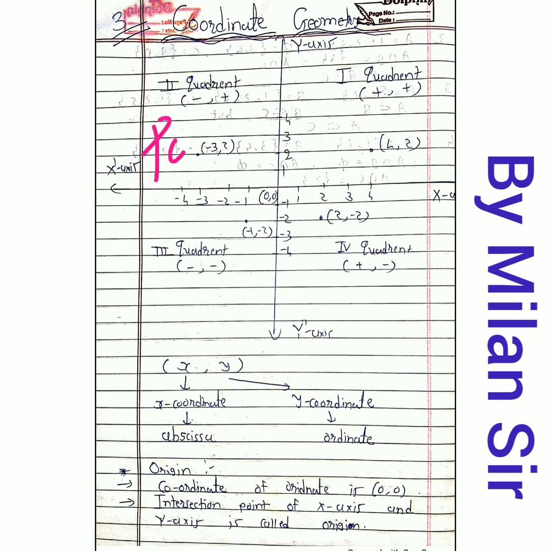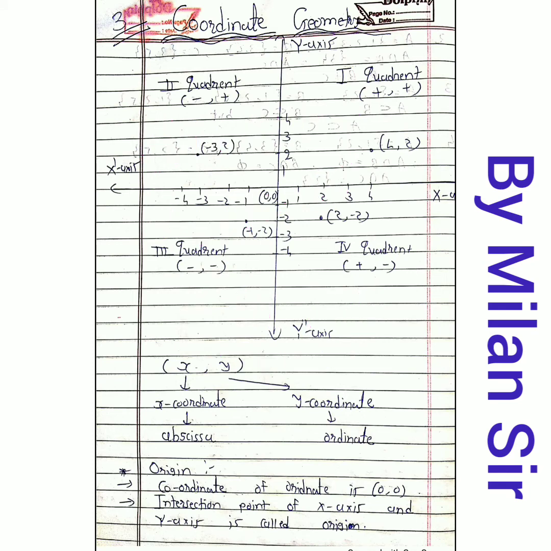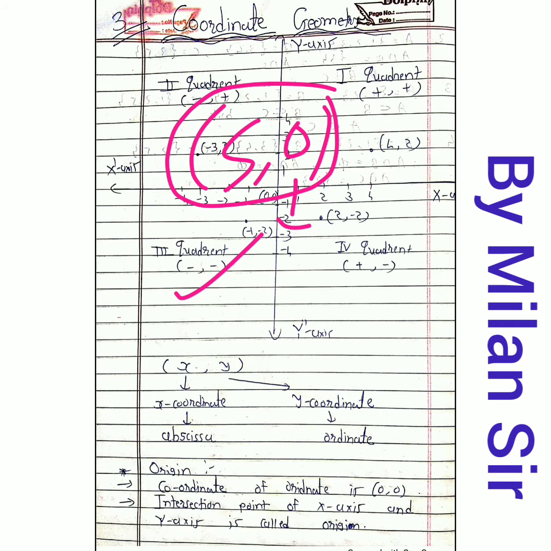So for a point on the x-axis, the y coordinate is always 0. Your x coordinate can be any number, but your y coordinate is always 0. So if I say 5 0, then in which quadrant, or on which axis, does this point lie? Here the y coordinate is 0, so we can say that this point lies on the x-axis. This point does not lie in any quadrant, but it lies on the x-axis.